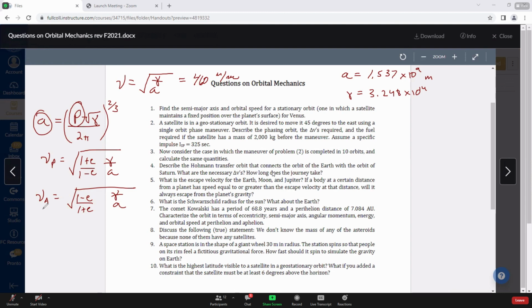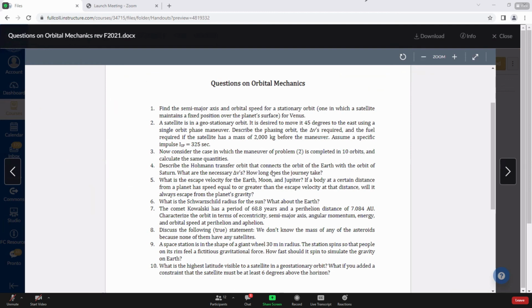Does anybody have any questions on that kind of calculation? Good. Let's do problem 2, but I'm going to have to go back to the whiteboard.